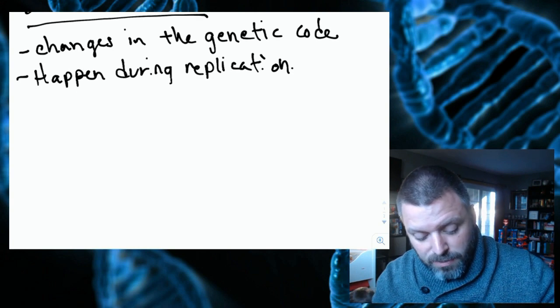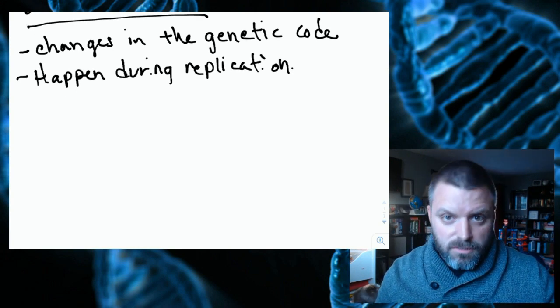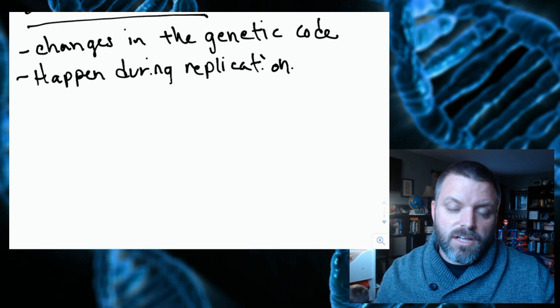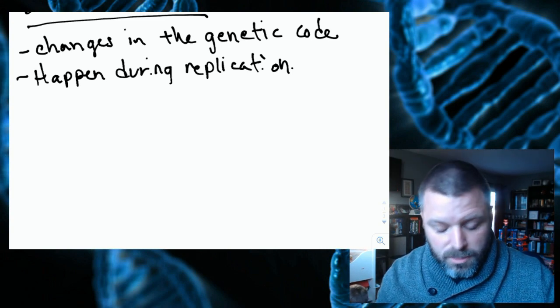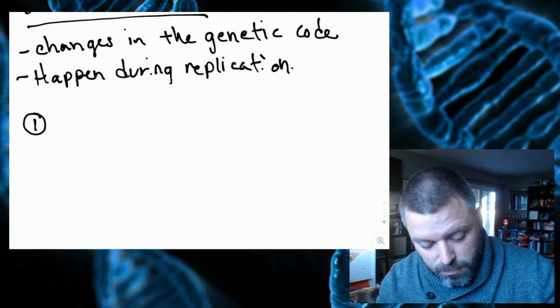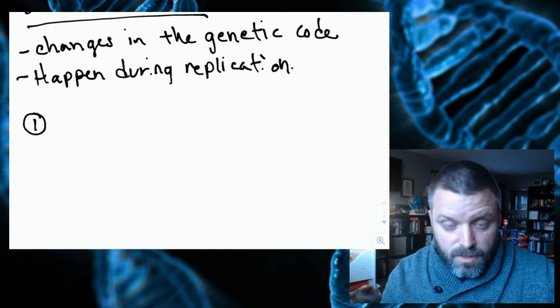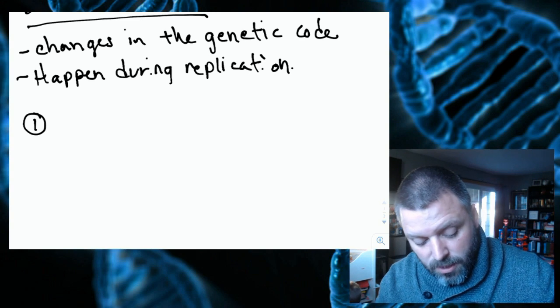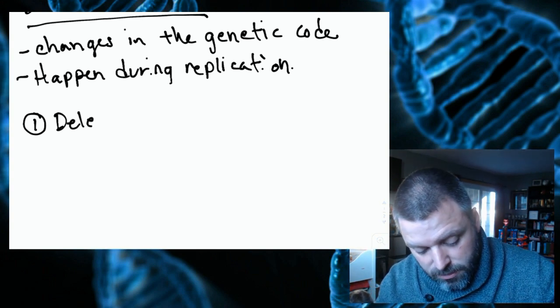So what we do is we look at just the coding strand. You don't need to look at the non-coding strand, the silent strand, the complementary strand. You only need to worry about the coding strand. So there's three major types of mutations that we're going to be talking about. One is a deletion mutation.